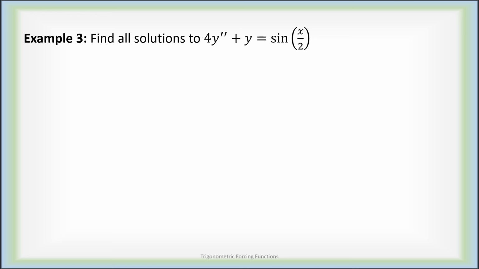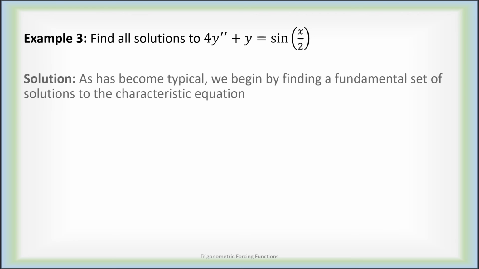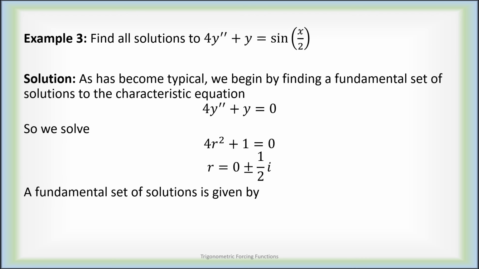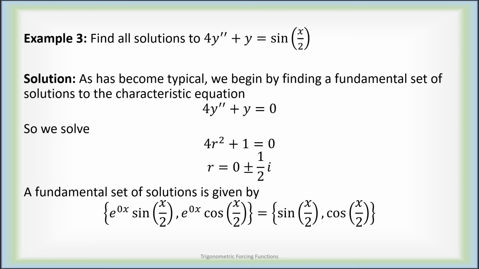And now let's find solutions to 4y double prime plus y equals the sine of x over 2. As we typically do, we're going to begin by finding a fundamental set of solutions to the complementary equation, 4y double prime plus y equals 0. So we set up the characteristic equation 4r squared plus 1 equals 0, and we find that it has two solutions, plus or minus 1/2 i. So a fundamental set of solutions is given by e to the 0x times the sine or cosine of x over 2. In other words, just the sine or cosine of x over 2.